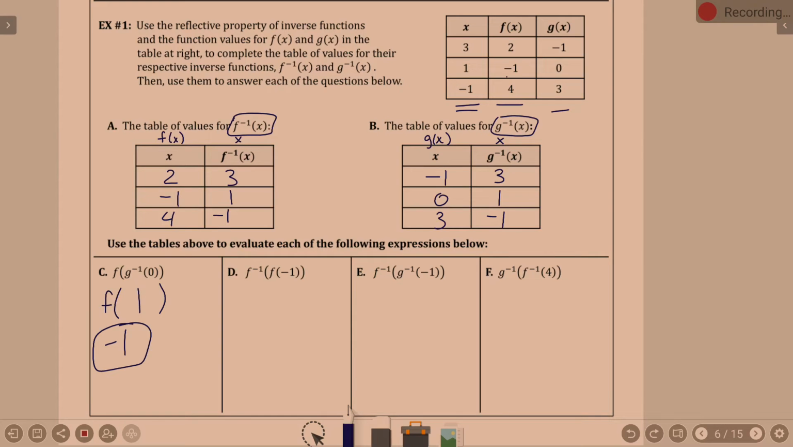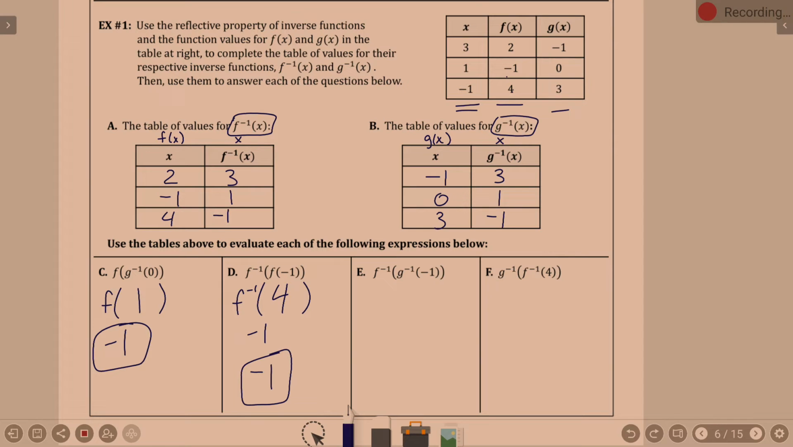Okay, f inverse of f of -1. f inverse of 4. Is that your final answer, Doug? Yeah. Now, let's go through the work. What is f of -1? I got 4. f inverse of 4. What is f inverse of 4? -1. Oh my god, this is my brain.